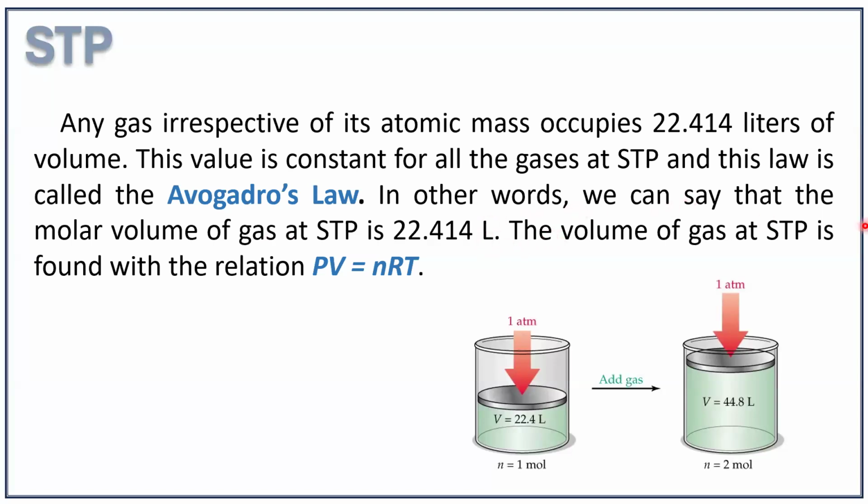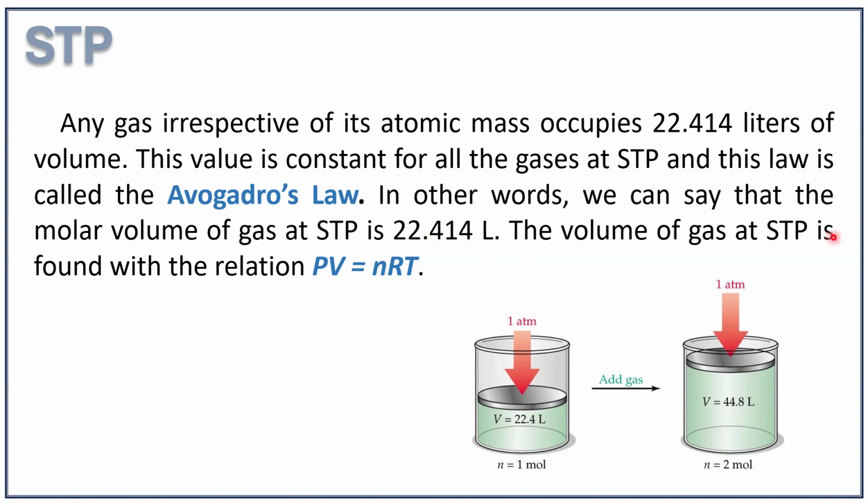In other words, we can say that the molar volume of a gas at STP is 22.414 liters. Molar volume means the volume occupied by 1 mole of a gas at STP condition. Yes, 22.414 liters, and this value is known as the molar volume of a gas at STP.